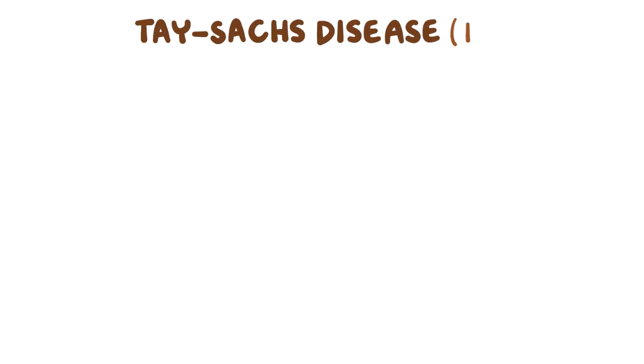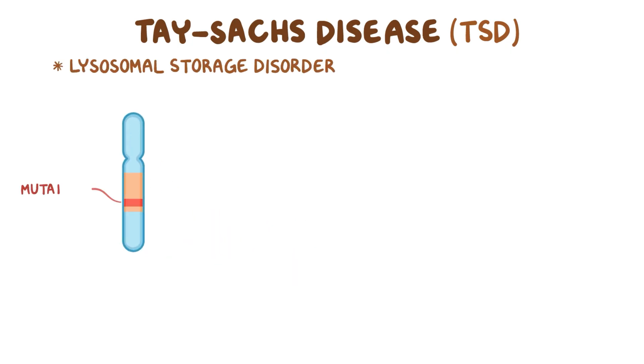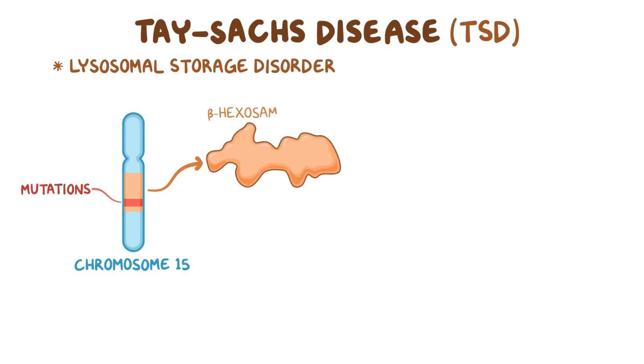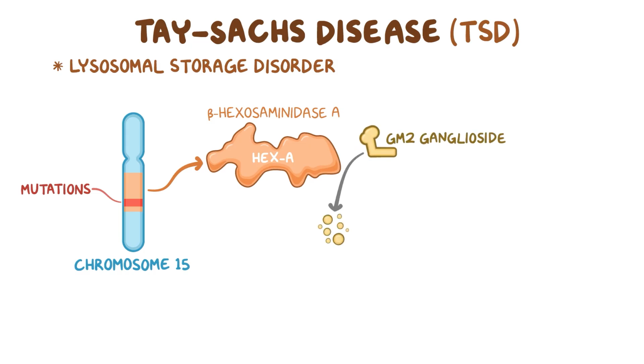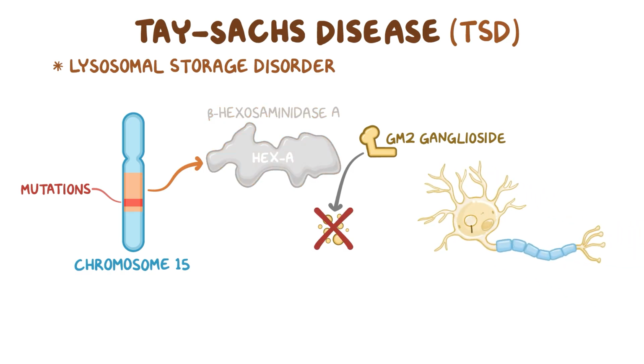Tay-Sachs disease, or TSD for short, is a lysosomal storage disorder caused by a mutation in a gene on chromosome 15, which codes for a lysosomal enzyme called β-hexosaminidase A, or Hex-A for short. This enzyme normally breaks down a lipid called GM2 ganglioside. GM2 is found mainly in neurons, so without Hex-A, it accumulates inside lysosomes.